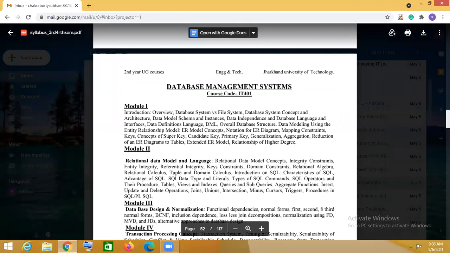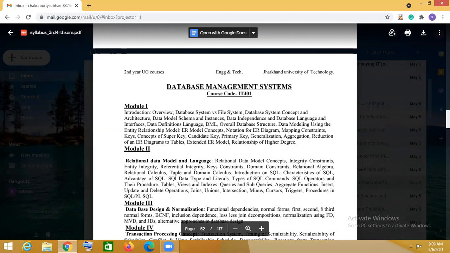Then in the part of SQL, it will be DML, data manipulation language, then data modeling and ER diagram, that is the entity relationship model. This will all be covered, and the set of keys present in the database management system will be covered in module 1. And in the relational database model language, the SQL commands and the queries through which we can perform some operations will be in module 2.